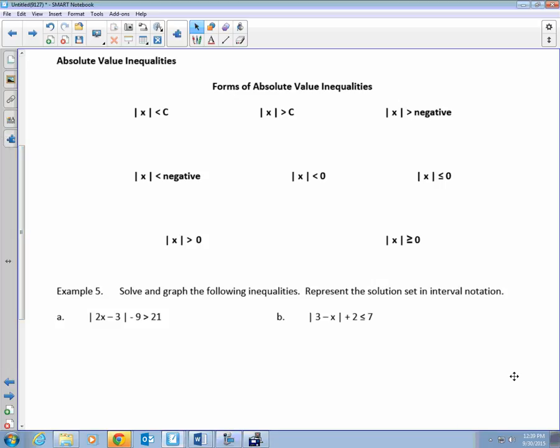Okay, so here we go. We're talking about absolute values today. This is our last day of inequalities. You're going to have a short assignment, a short lesson.